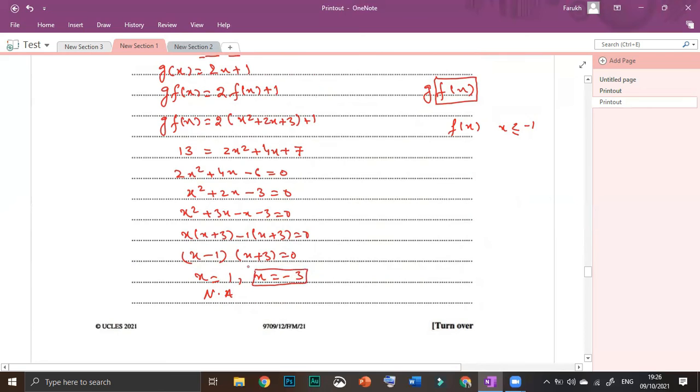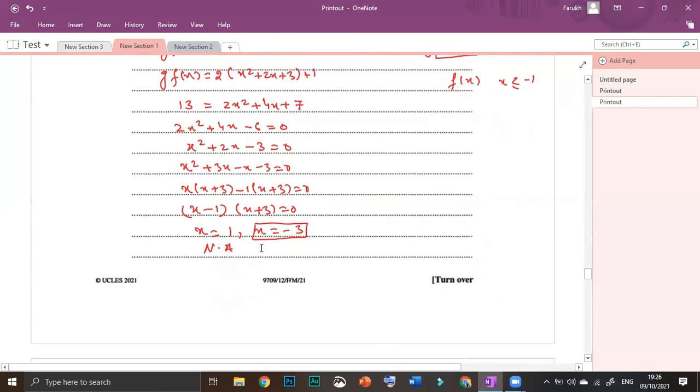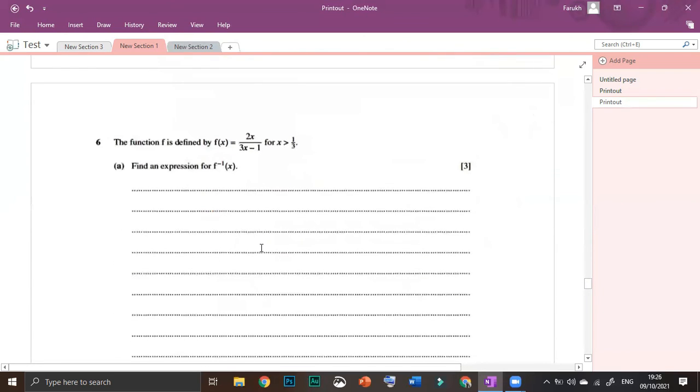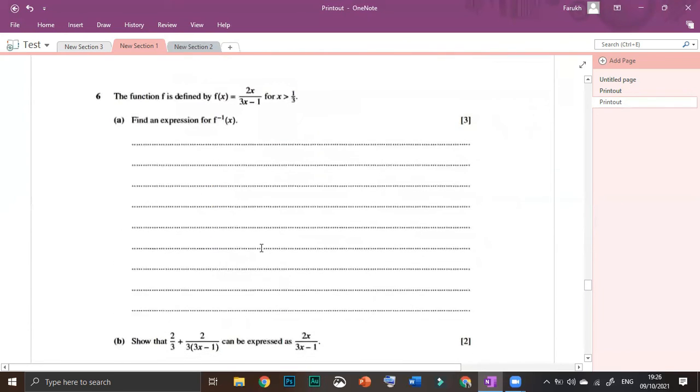This one is a very important point. We will have to check the answers after solving the equation. Now we will move to the next question. Keep it in your mind that you should have all the graphs in your mind which you have studied in O levels.